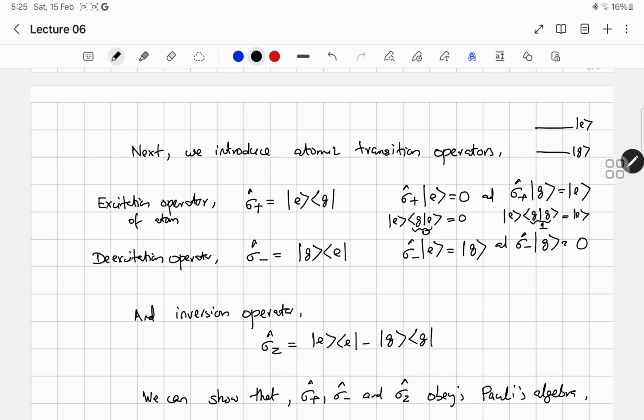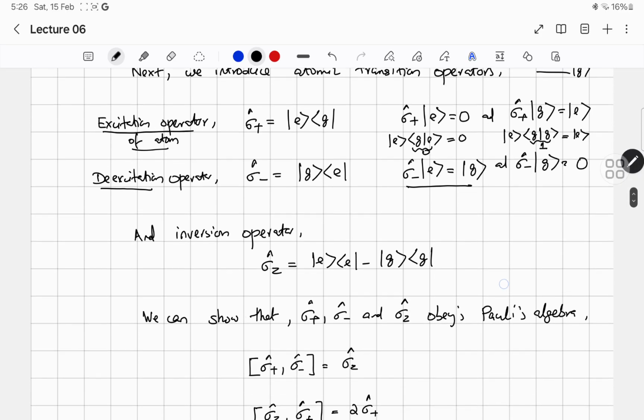That means if sigma plus acts on the ground state, the state becomes excited, and sigma plus acting on the excited state becomes 0. That is why sigma plus is called the excitation operator. It excites the atom from the ground state to the excited state. Similarly I can define the de-excitation or lowering operator, denoted by the symbol sigma minus. It is simply the Hermitian conjugate of sigma plus, so I can write this as the outer product |g><e|, and you can verify that sigma minus acting on e becomes g. That is, sigma minus acting on the excited state becomes the ground state, whereas sigma minus acting on the ground state becomes 0. You can verify yourself that this is correct.